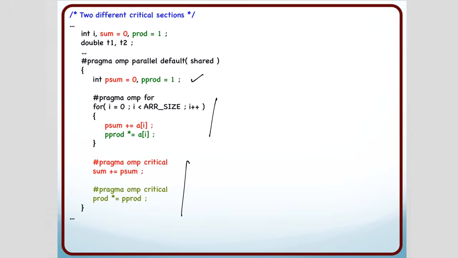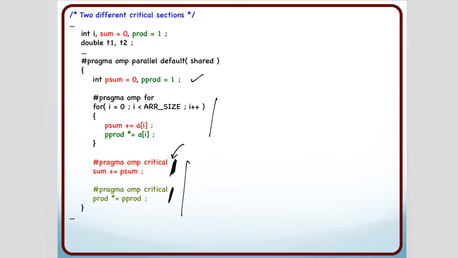What is that? At the end, each thread is going to enter this critical section and update sum with the partial sum that it has. And then it's going to go down and enter this critical section and update the product with the partial product that it has, right? Now suppose that thread number 0 finishes first, it comes here, it updates sum, and then it goes ahead and starts updating the product. It enters this critical section.